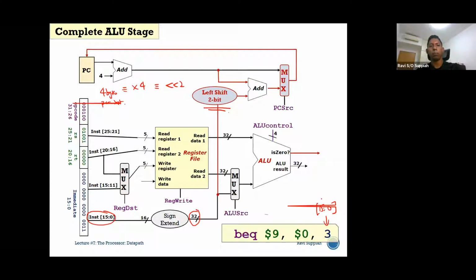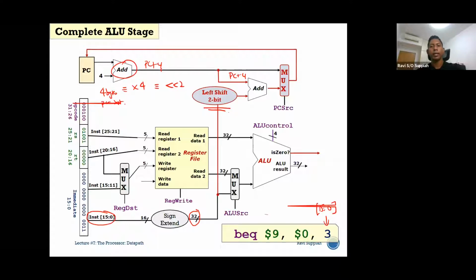So the PC has to be adjusted by a certain number of bytes. How do I calculate the number of bytes? It is based on the number of lines of code. So 3 lines of code means multiplied by 4, which is 12 bytes away. That is why I do a left shift by 2. And then over here what I have is PC plus 4, because PC plus 4 is already done here.